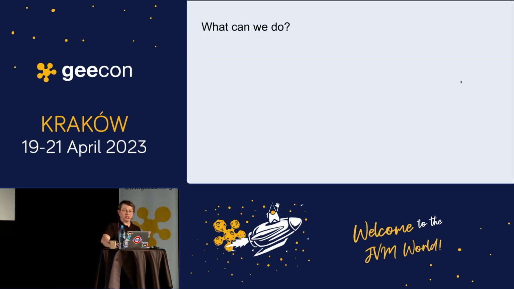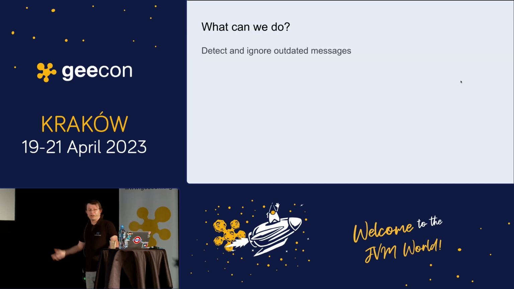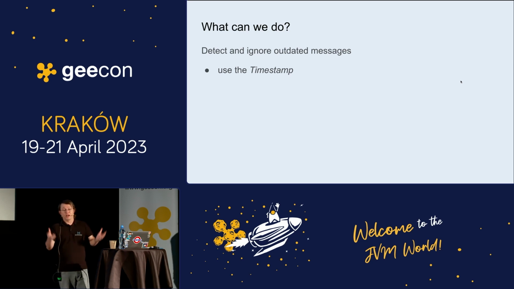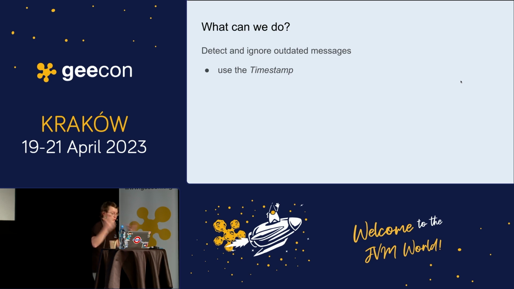What can we do about this? We should detect and ignore outdated messages. How can we do this? For example, we could use a timestamp. In general, it is not recommended to use timestamps because the time difference on different nodes could produce different timestamps. And in classical distributed system theory, it is a prohibited way. But in real life, many systems use it.